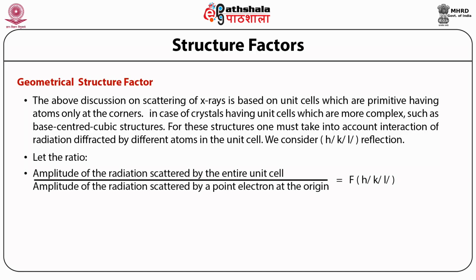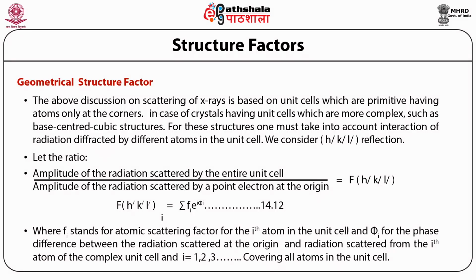Let the ratio of the amplitude of the radiation scattered by the entire unit cell to the amplitude of the radiation scattered by a point electron at the origin be represented by capital F of h prime, k prime, l prime. F of h prime, k prime, l prime will be equal to the summation over i of small f i, exponential of i phi i, which is expressed as equation 14.12, where f i stands for the atomic scattering factor for the ith atom in the unit cell and phi i for the phase difference between the radiation scattered at the origin and the radiation scattered from the ith atom of the complex unit cell, and i equal to 1, 2, 3, etc., covering all atoms in the unit cell.